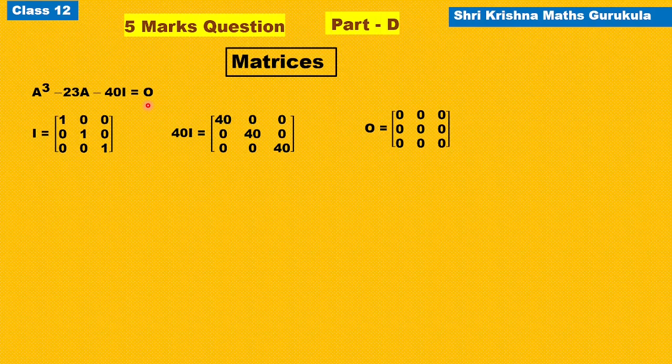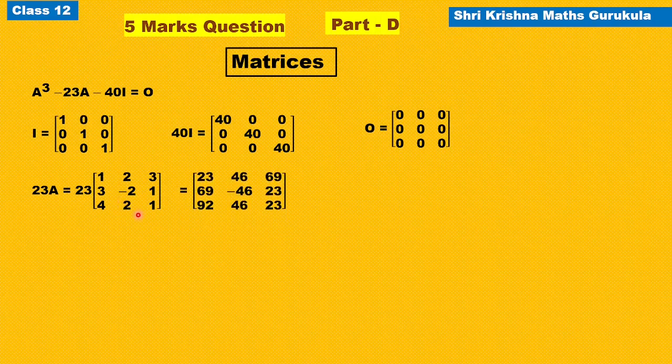Is it clear? Yes. Now we already know A. So we are finding 23A. 23 into A. I have written matrix A. Now we'll multiply 23 to each of the elements of the matrix. So it is 23 into 1 is 23. 23 into 2 is 46. 23 into 3 is 69. Then 23 into 3 is 69 again. 23 into minus 2 is minus 46. 23 into 1 is 23. 23 into 4 is 92. 23 into 2 is 46. 23 into 1 is 23. So this is 23A.